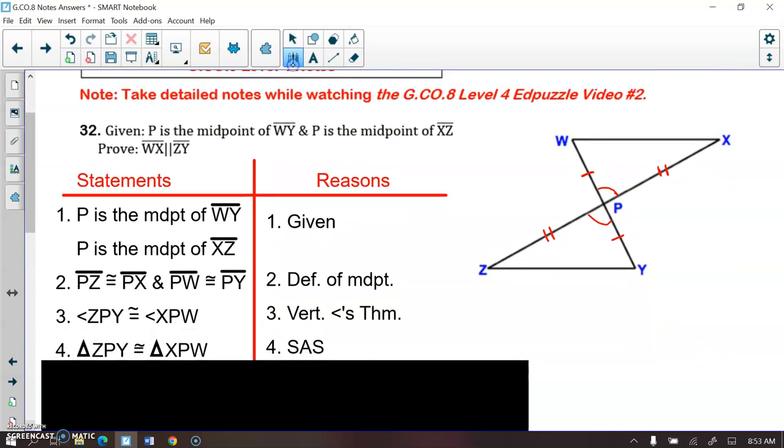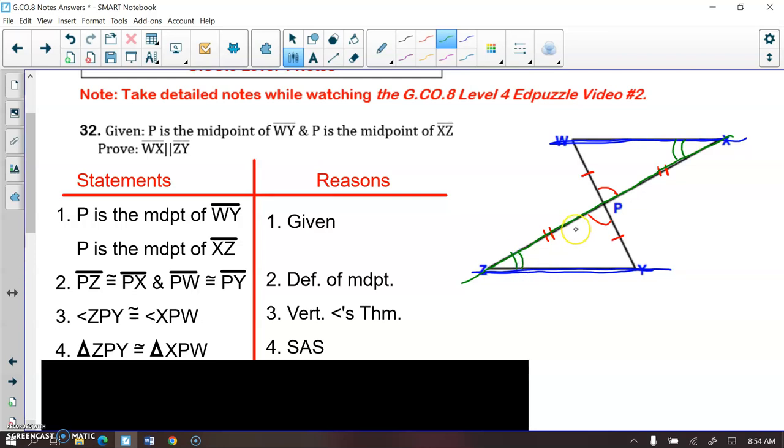Now, in order to prove that lines WX and ZY are parallel, I can use any transversal. I can use either WY or I can use XZ. I'm going to use XZ. And if I want to state that those two lines are parallel, then I would need to say that this angle up here is congruent to this angle down here. And that would be by CPCTC.